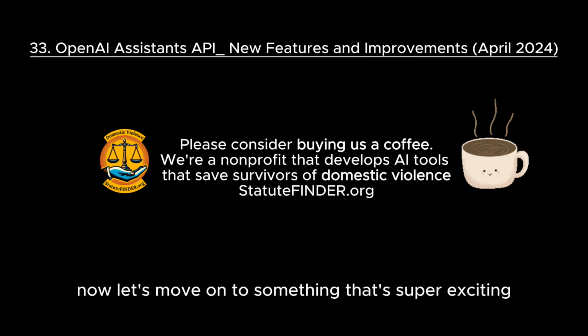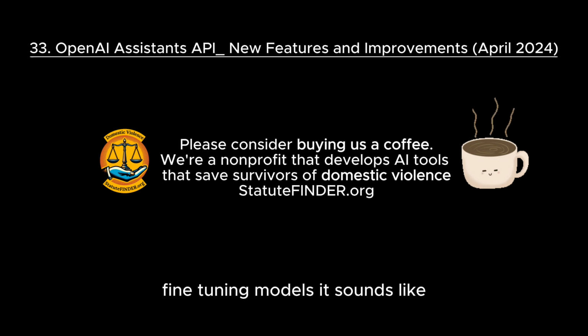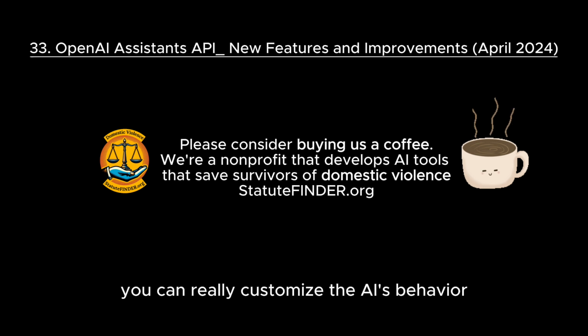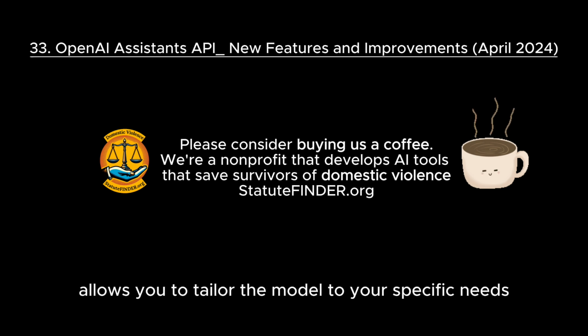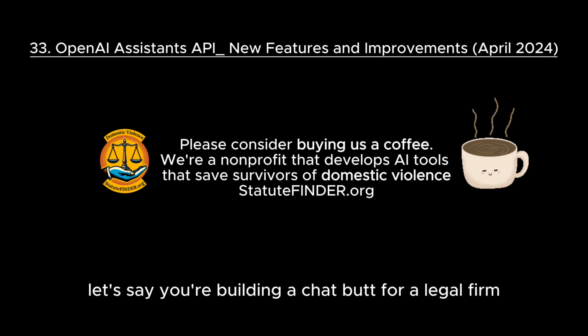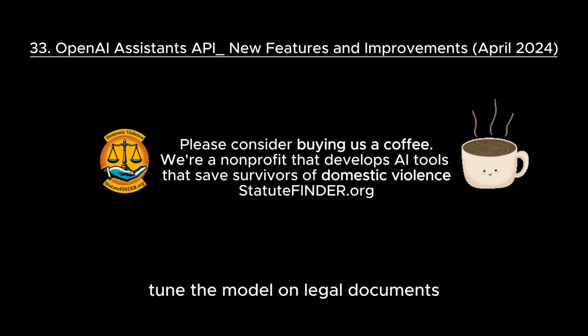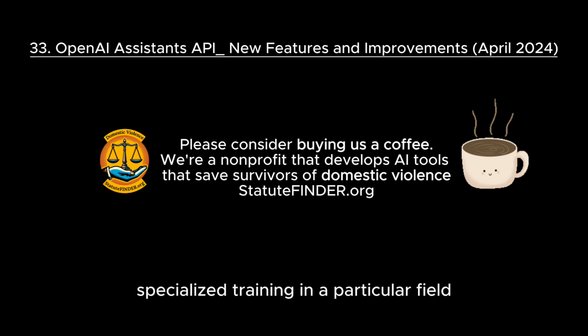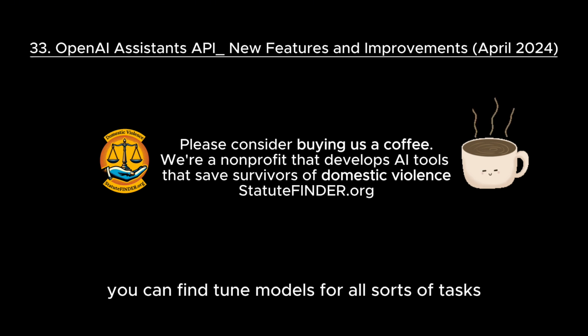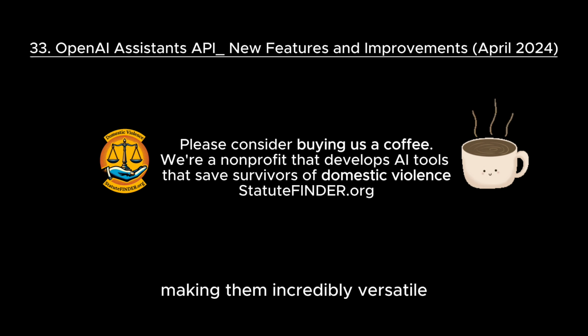Now let's move on to something that's super exciting. Fine-tuning models. It sounds like you can really customize the AI's behavior with this. Absolutely. Fine-tuning allows you to tailor the model to your specific needs. So let's say you're building a chatbot for a legal firm. You can fine-tune the model on legal documents and terminology to make sure its responses are accurate and professional. So it's like giving the AI specialized training in a particular field. Yes, exactly. And it goes beyond just language. You can fine-tune models for all sorts of tasks, making them incredibly versatile.